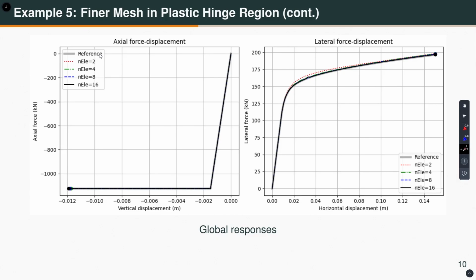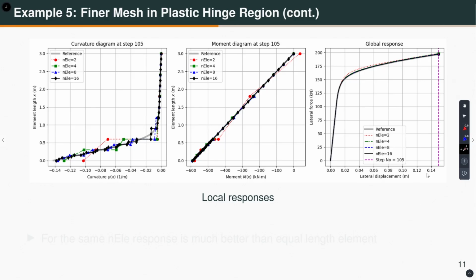So now what do you see? 2 elements is also giving you a very good result. 4 elements is almost giving you a converged lateral force versus horizontal displacement response, okay. Because for the 4 elements, I have 2 small elements at the base, and then in the upper part we have the remaining 2 elements, okay. Let me show you the variation of the curvature along the element length, okay.